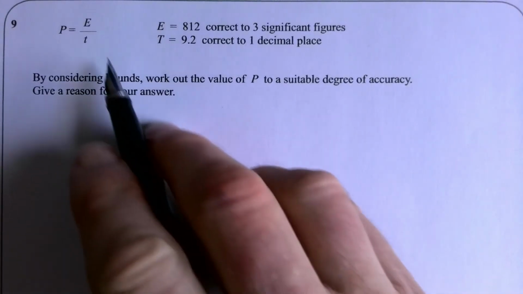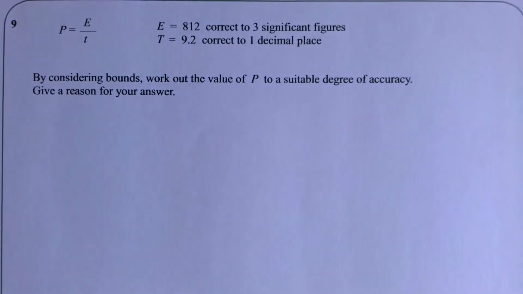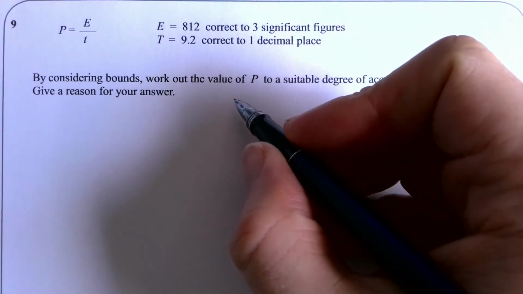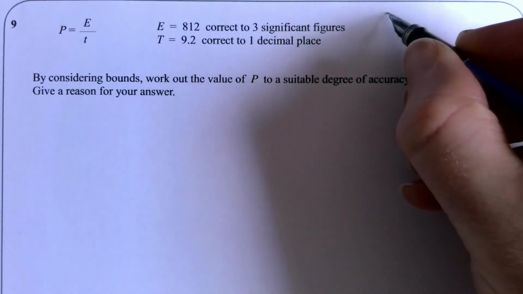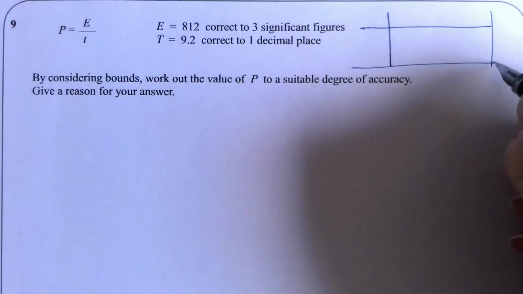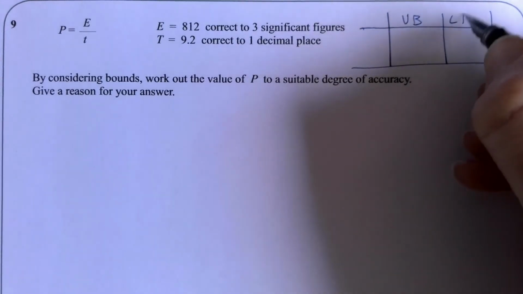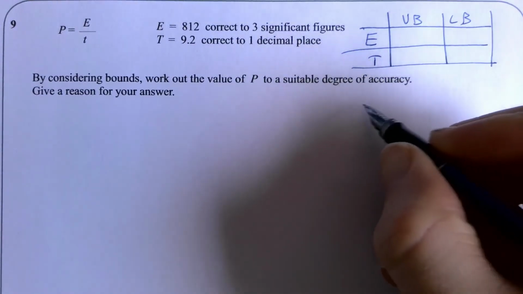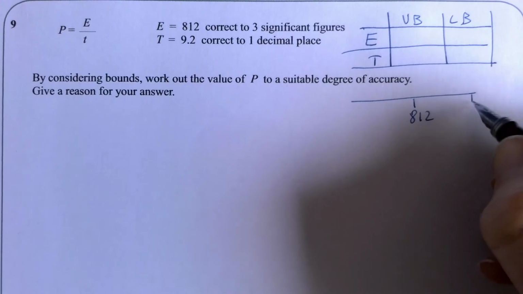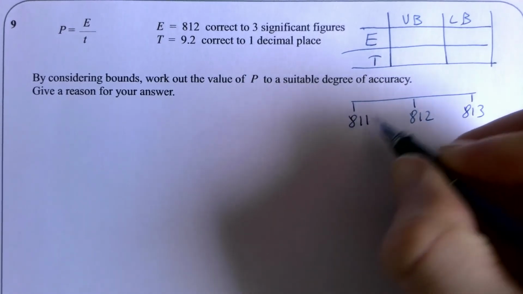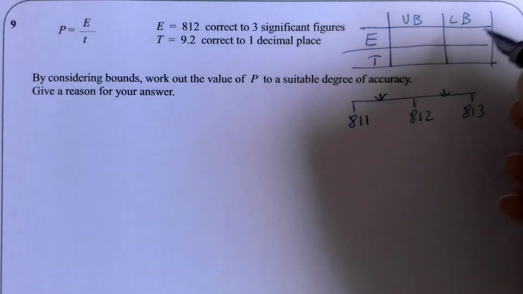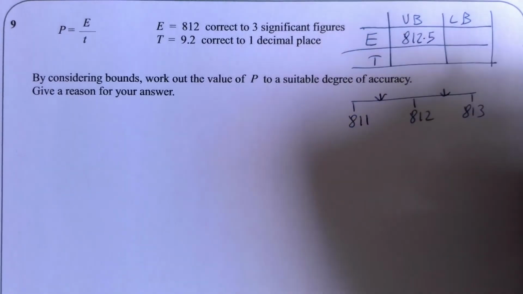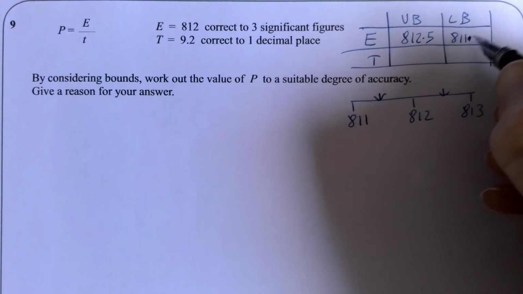So we want to know it to a suitable degree of accuracy. That means the point at which our upper bound and our lower bound would agree with each other. That might sound a little confusing. So let's start off by just doing the bounds tables. So if I just draw up my table there, upper bound, lower bound, E and T, 812 going up to 813 down to 811. Our bounds are going to be halfway between, aren't they? So we're going to have 812.5 and 811.5.